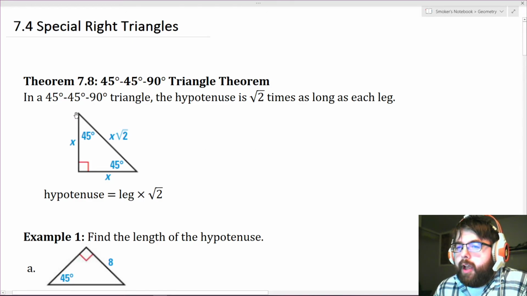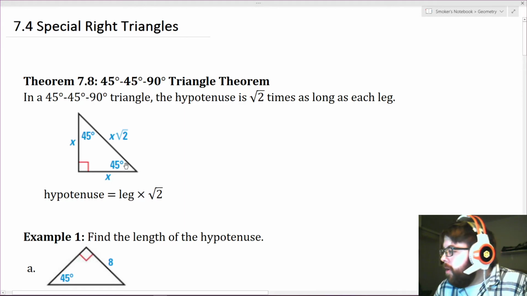For instance, this is an example of a right triangle here. The two sides that are connected to the right angle, this is the right angle, this red box that I'm circling with my cursor. This is a leg, this is a leg, this is the hypotenuse. The two legs are attached to the right angle. The hypotenuse is opposite the right angle.